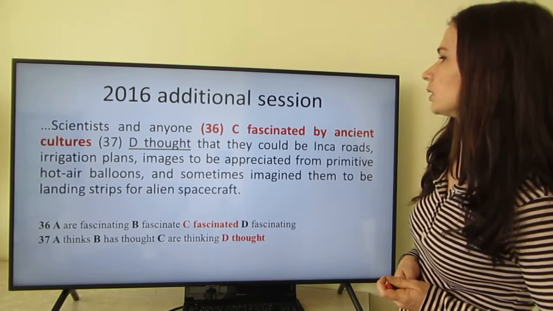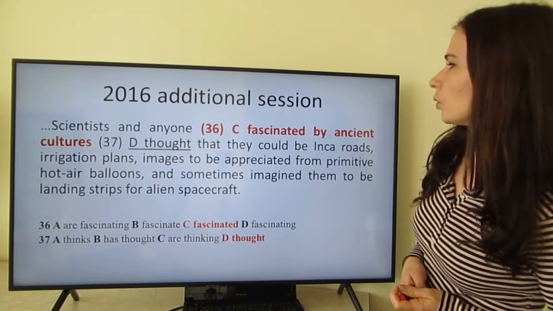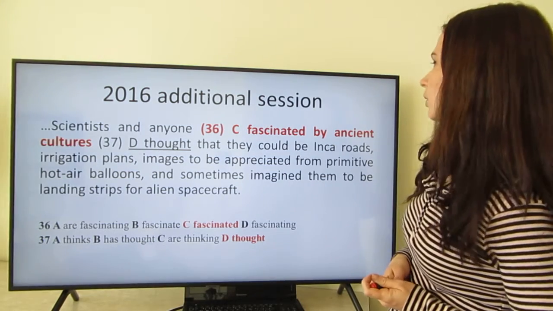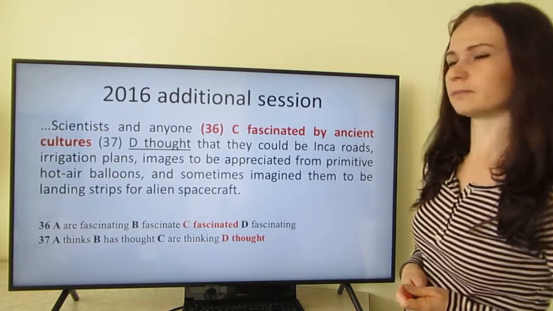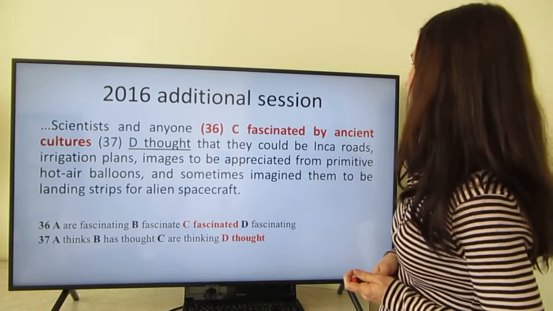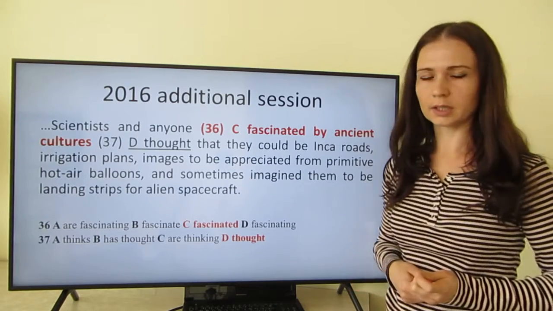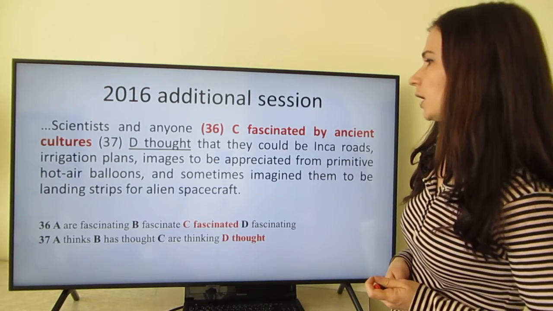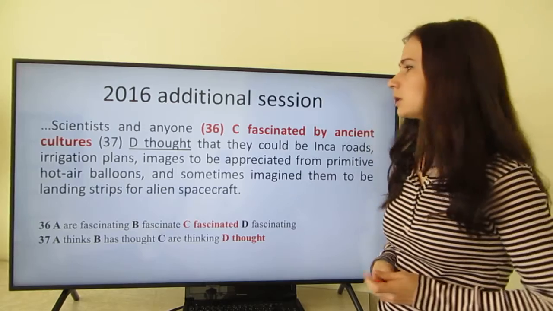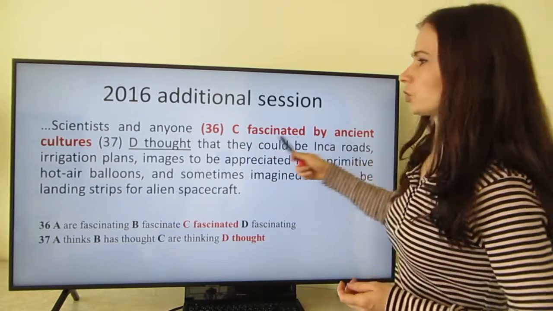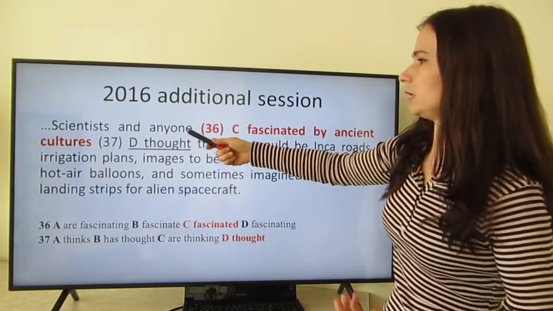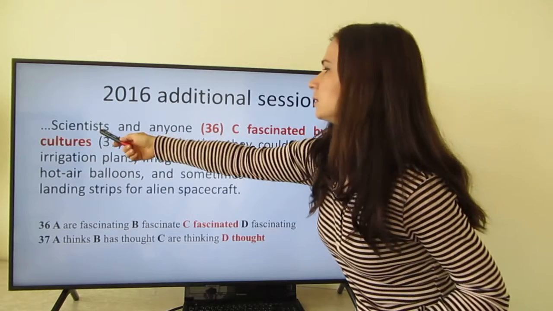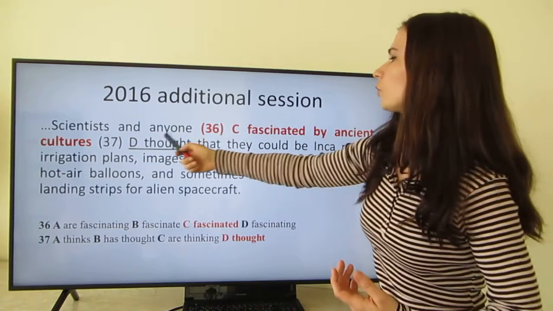Scientists and anyone who or that were fascinated. Okay, they were fascinated by ancient cultures. So the action is passive here. Again, we have a complex sentence. This is the subordinate clause, and the main clause, scientists and anyone, thought.